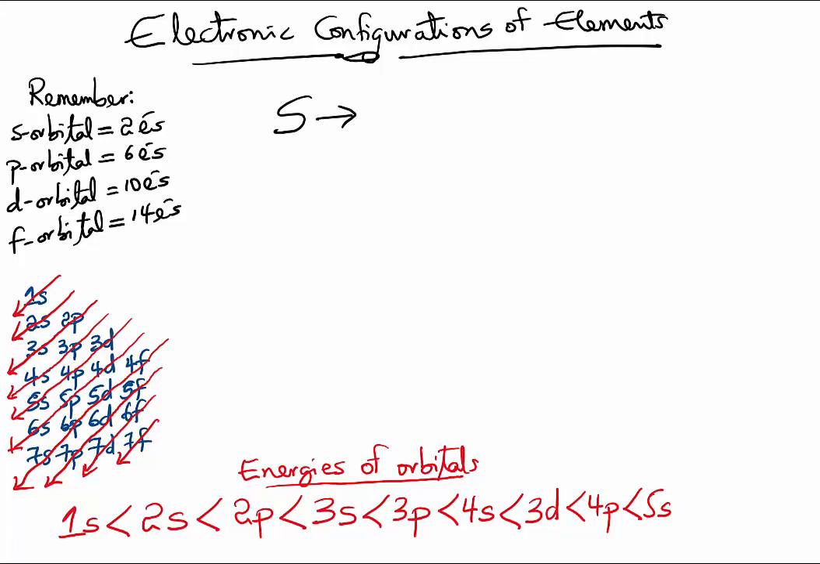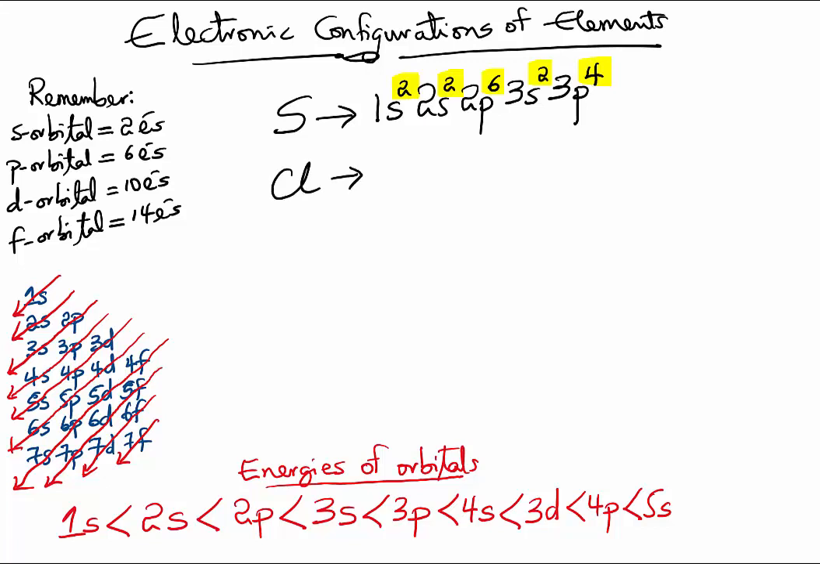So let us write the electron configuration. It will be 1s2, 2s2, 2p6, 3s2, 3p4. Why is it 3p4? Again, remember, 2 plus 2 plus 6 plus 2 plus 4 will give us 16. After sulfur comes chlorine.